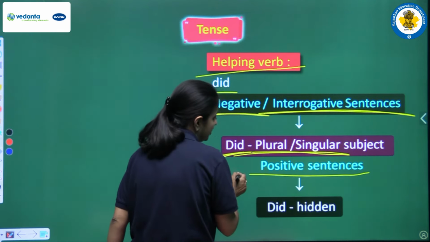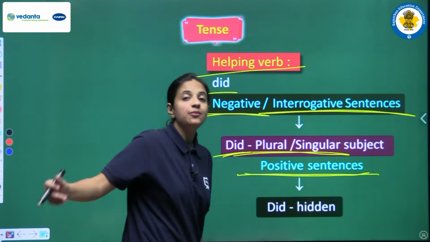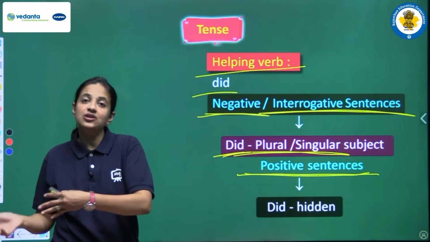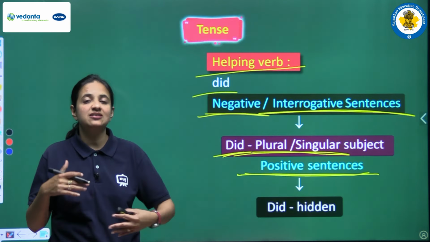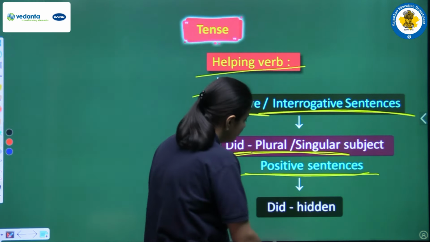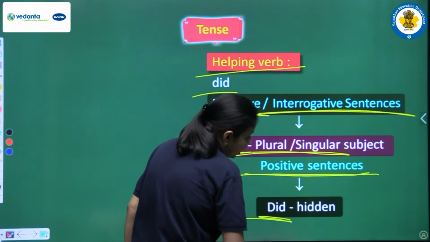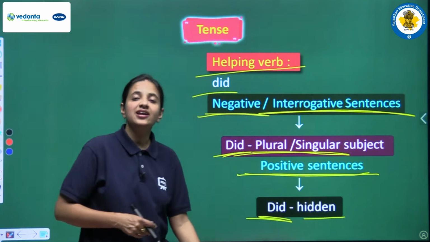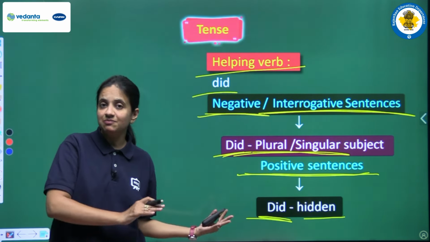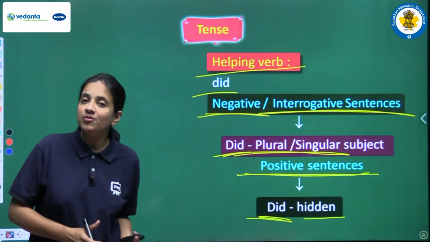But the situation changes when we are having a positive sentence. Okay, so if the sentence is neither a negative one nor an interrogative one, it means it is a simple statement, that is a positive sentence. So in that condition we won't use did. Why? Because in that condition the helping verb did would be hidden. Okay, so this is past simple tense, the past form of the simple tense.